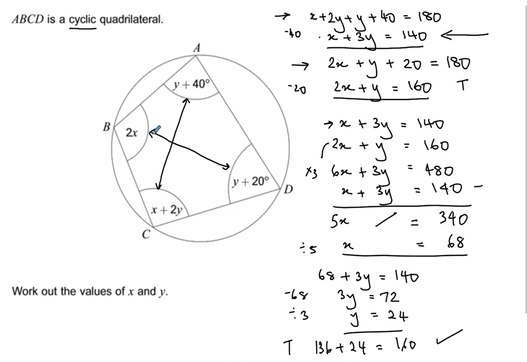If you have the time, if you finish the paper and you're checking it, or if it's worth 4 marks, then go and actually stick the figures in and make sure it works. So 2 times 68 would be 136. 24 plus 20 would be 44. So you can see those add up to 180. y is 24 plus 40 is 64. And 68 plus 2 lots of 24s, 48, will be 116. So you can see that works.